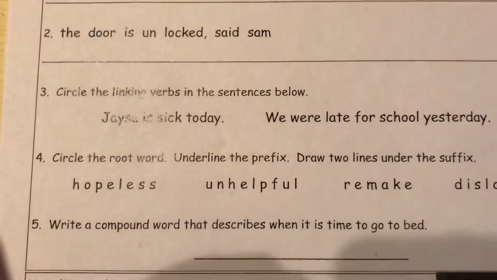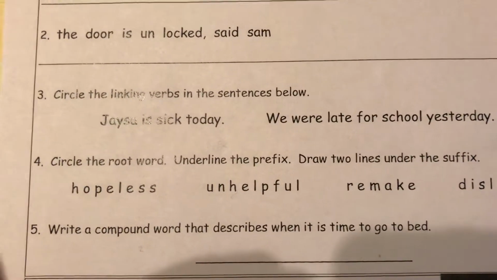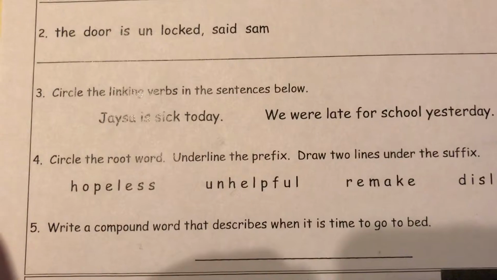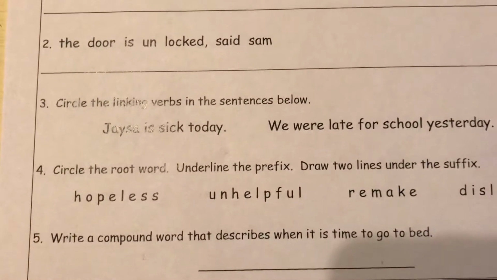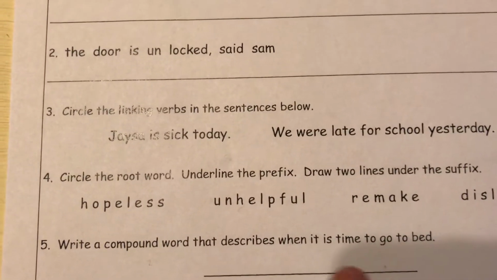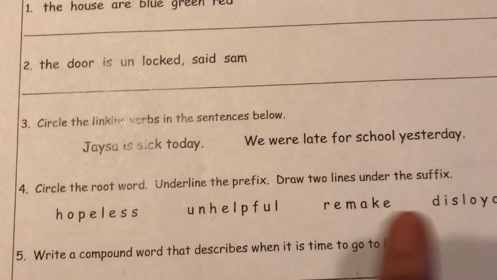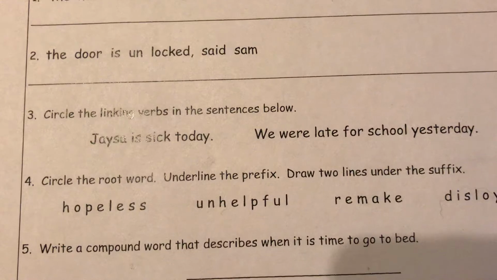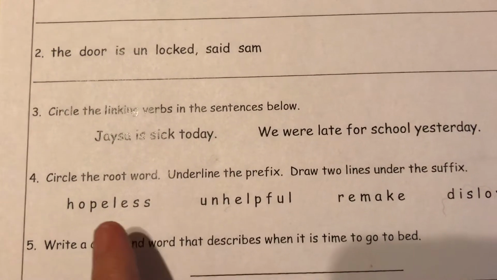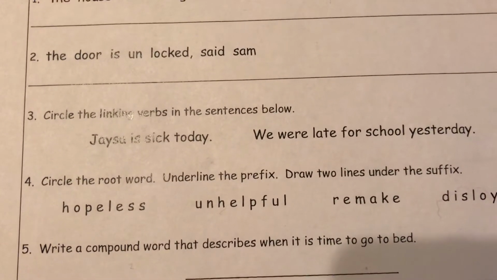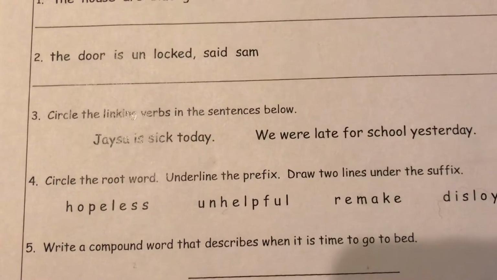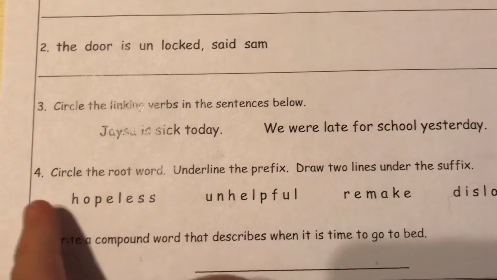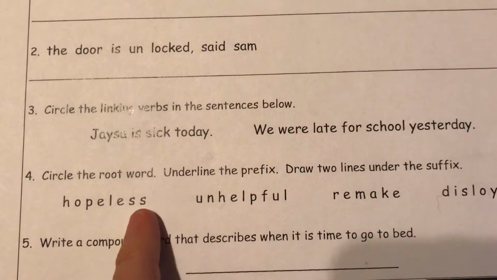Okay, and then in number 4, it says circle the root word, underline the prefix. So the root word is the word that stands by itself, and the prefix comes before the root word, but it's 2 lines if it's a suffix, which comes at the end of the word. So you go ahead and figure out if it's the prefix, if it comes before the word, or if it's the suffix and comes after the word.